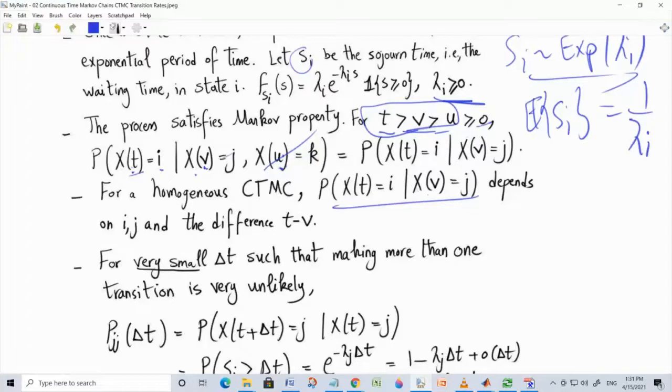The transition probability: given X of v is equal to j, what's the probability that X of t is equal to i? Generally this will depend on the time instances t and v and the states i and j, so you need something that depends on four parameters. But for homogeneous continuous time Markov chains, you do not really care about the absolute values of t and v. What you care about is the time difference. So it will depend on i, j, and the time difference between t and v. Sometimes I will not say the word homogeneous, but homogeneous is what we will do here.